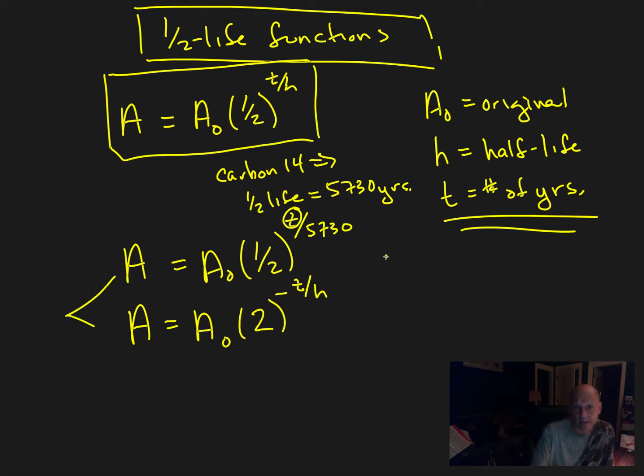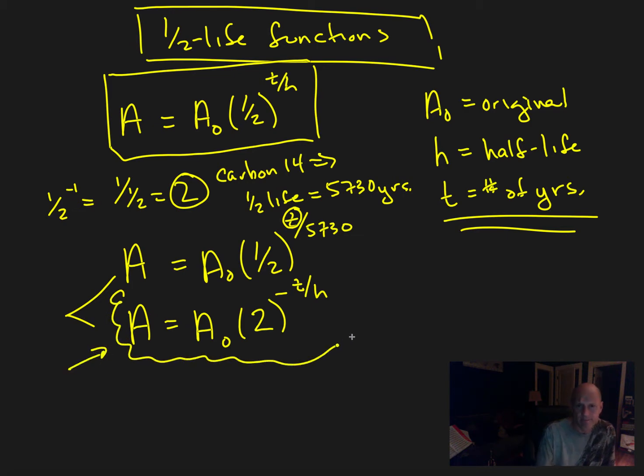Well, let's take a look at, we looked at this today, the power of exponents. If I have 1/2, and I take that to the negative 1 power, what is that? That's 1 over 1/2, right? And what does that equal? 2. Ta-da! So that's why the original equation is 1/2 taken to the t over h power, and the modified version that we'll use most of the time is 2 taken to the negative t over h power.